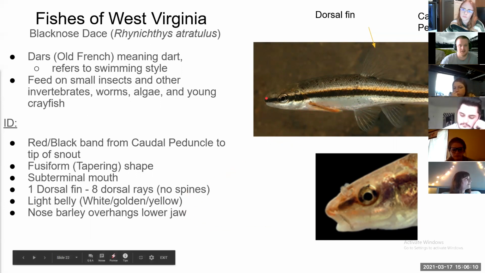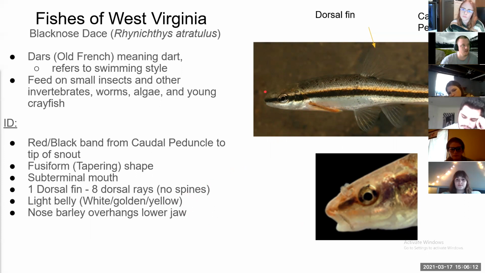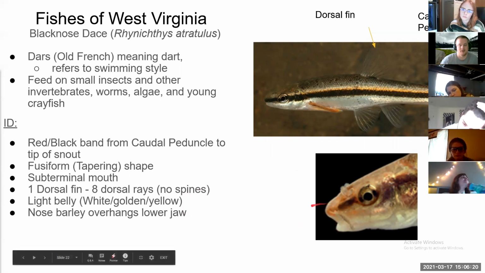And to distinguish this from, say, the long-nosed dace, you might look at the nose. It just barely overhangs the lower jaw. The long-nosed dace, which I often refer to as a gonzo fish, has a nose that goes way out over the lower jaw.